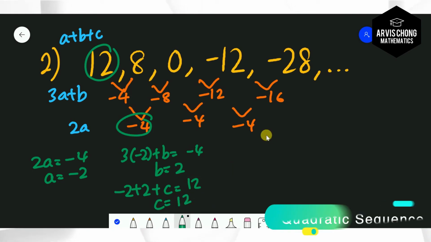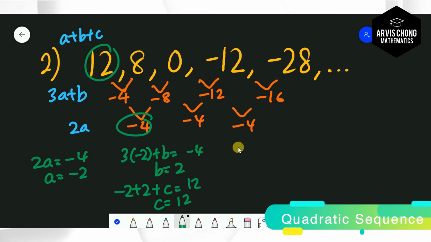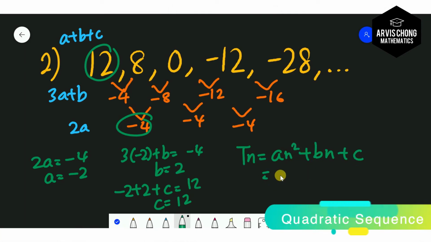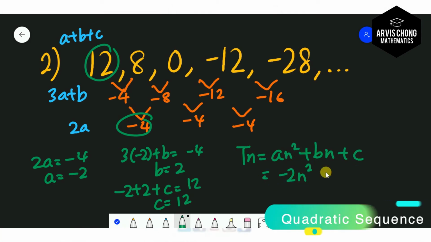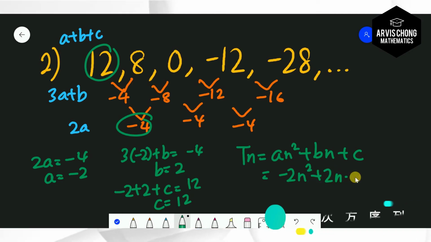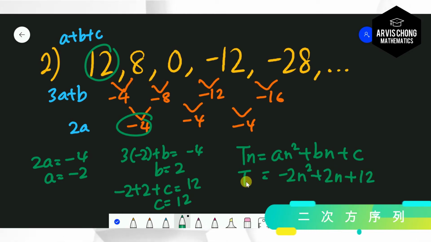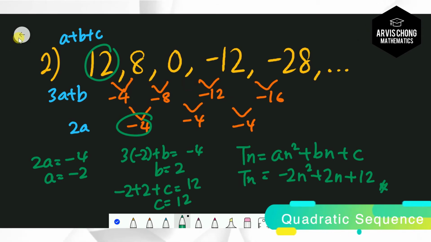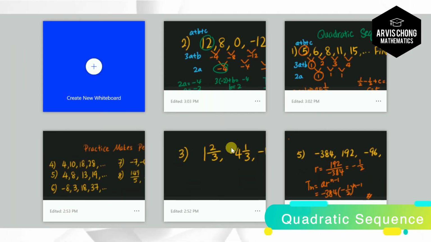And we need to substitute back into our general term of the quadratic sequence, which is an squared plus bn plus c. Okay, then our A is negative 2, B is 2, and C is plus 12. So this will be our final answer for Tn. Okay, right, so far so good, yeah? So next, move on to our last example here.